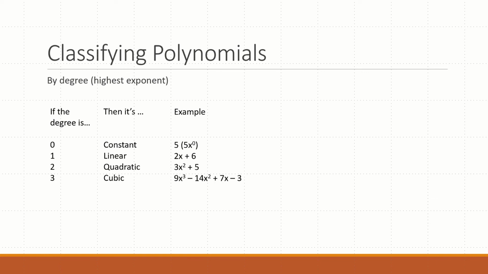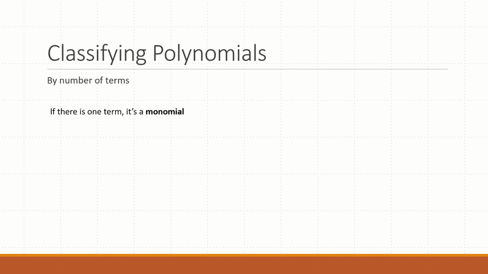If the highest exponent is 3, that's going to be a cubic function. If the highest exponent is 4, we call that a quartic function. And if the highest exponent is 5, we call that a quintic function. Okay, so those are the different classifications in terms of degree.